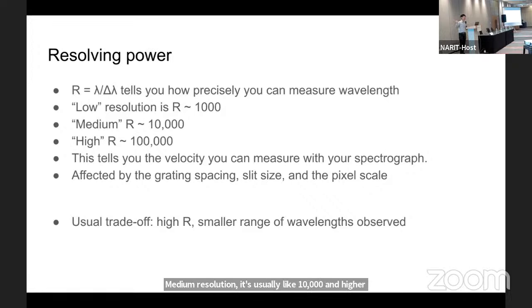But these are all just rough numbers. To some people, 1,000 is medium resolution, and low is like 100. But that's a matter of semantics. It's not very important.